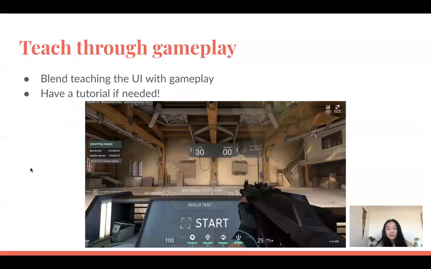So something else we want to do is to teach through gameplay. And we want to blend the UI with gameplay because this makes the whole overall experience of learning your game much easier, because we don't want to be reading a manual in order to learn how to play a game. And so if needed, definitely have a tutorial level, but we just want to make your game as easy to learn and play as possible.